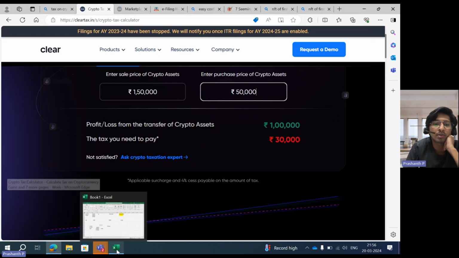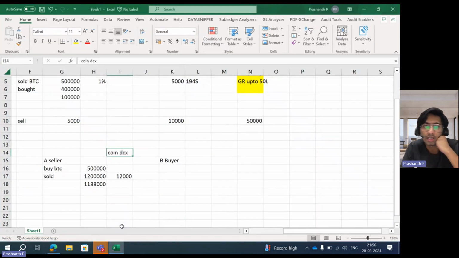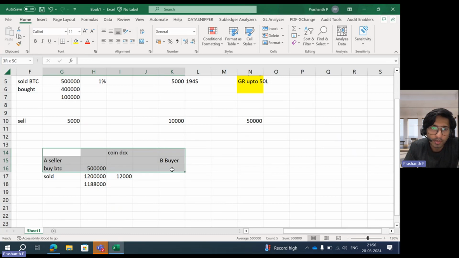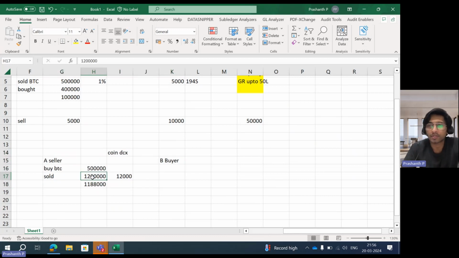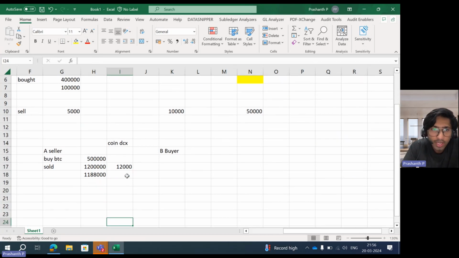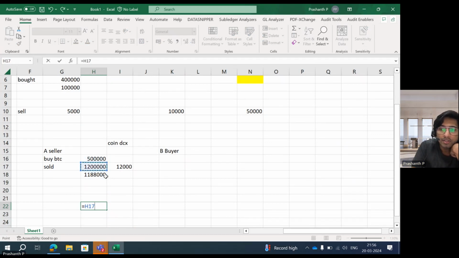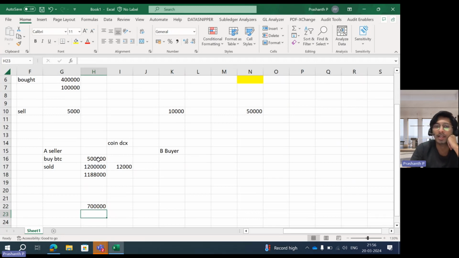So let's go deeper into the topic. Okay, fine. Let's come back to the same example, right? In CoinDCX, Mr. A sold Bitcoin for 12 lakh rupees, right? So Mr. A got 11 lakh 88,000 rupees after deducting TDS of 12,000 rupees. So how will we compute the tax of Mr. A? What is the actual tax amount that Mr. A has to pay? Mr. A has to pay tax on 12 lakh minus 5 lakh rupees, on 7 lakh.